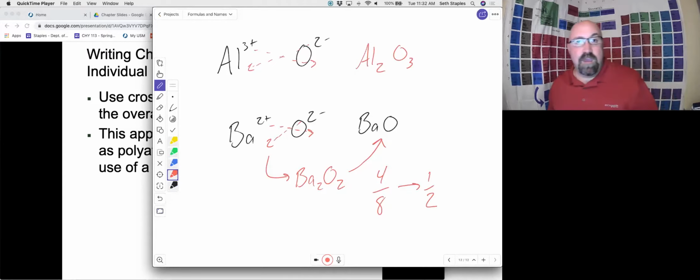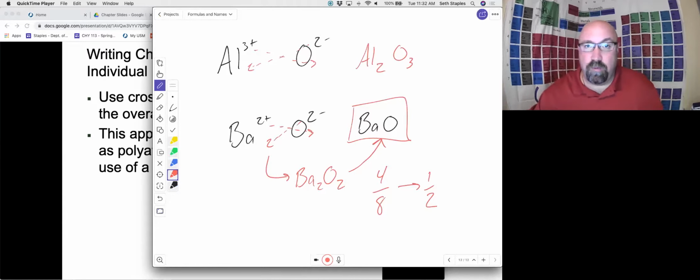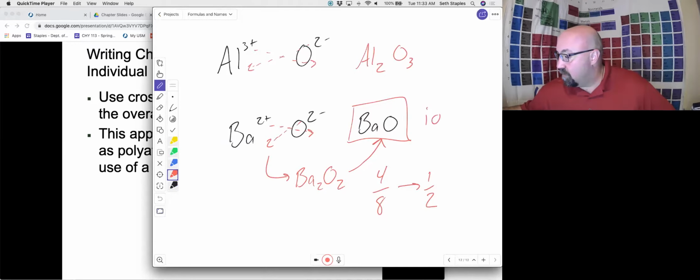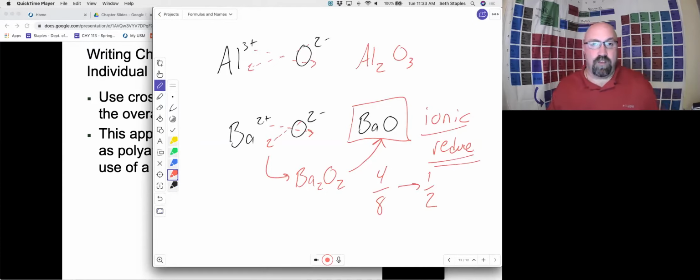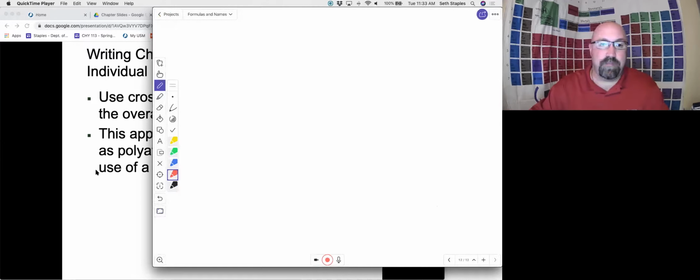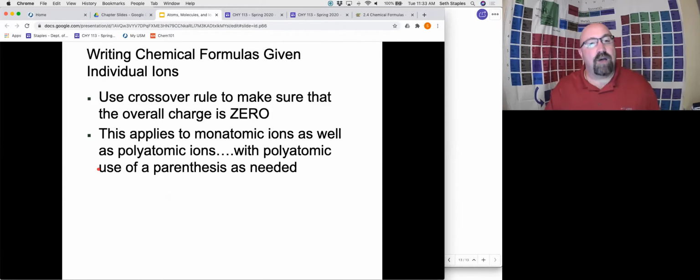Same idea. And so if it's an ionic formula, we're always going to reduce it down to the lowest whole number ratio. Always, always, always. When we look at covalent molecular compounds in a little bit, that's not always going to be the case. We won't always reduce them down. But for ionic substances, we're going to reduce to our lowest whole number ratio every single time. And so this also applies, as our slide says here, to polyatomic ions as well. With polyatomic ions, we will use parentheses if we need to.